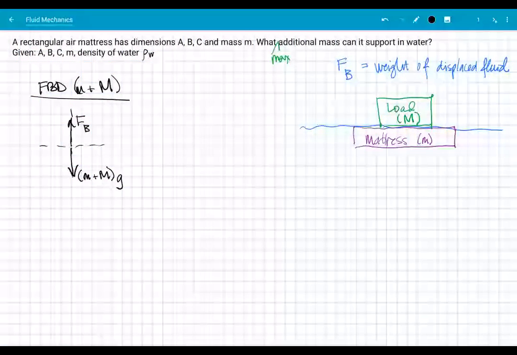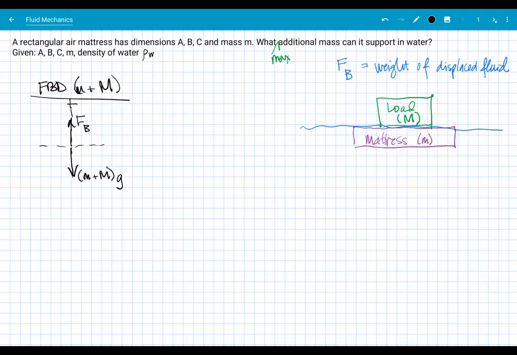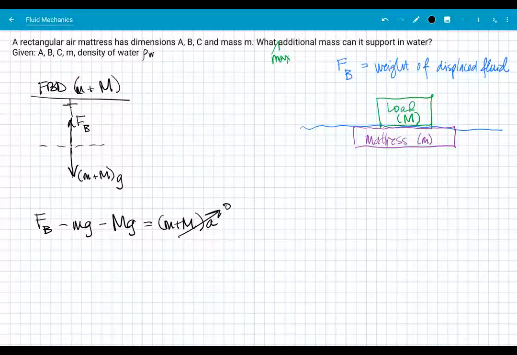All right, so I'm going to go ahead and say upward. And here I'm wanting that maximum buoyant force. Obviously, if you put a smaller load, the mattress could still support that, but this question is really asking us for a maximum of everything. All right, so now I'll just apply Newton's second law. So buoyant force here minus the weight of each of those is going to be equal to their masses times acceleration.